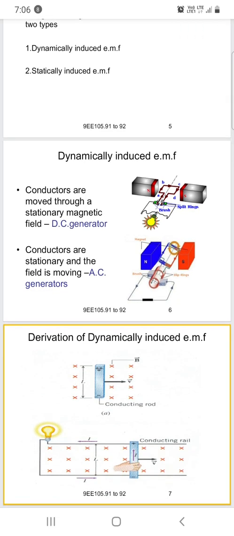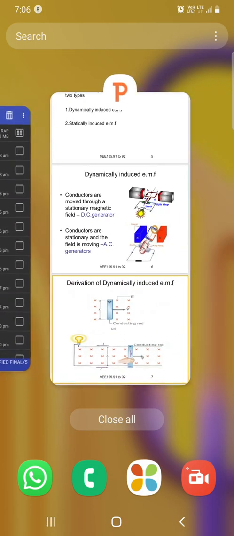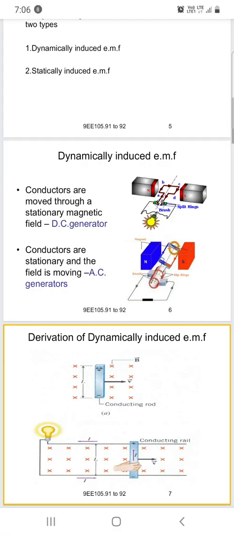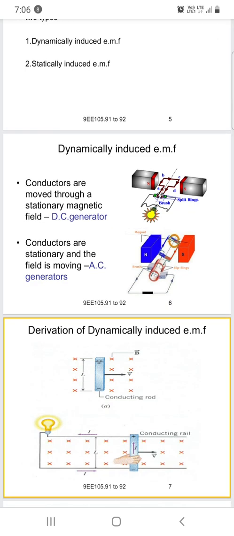Conductor are placed in the magnetic field. Then a stationary magnetic field. Next one is nothing but a conductor that is stationary and the field is moving, in AC generators. So here the second figure is the AC generator. So this is the DC generator, this is the AC generator.